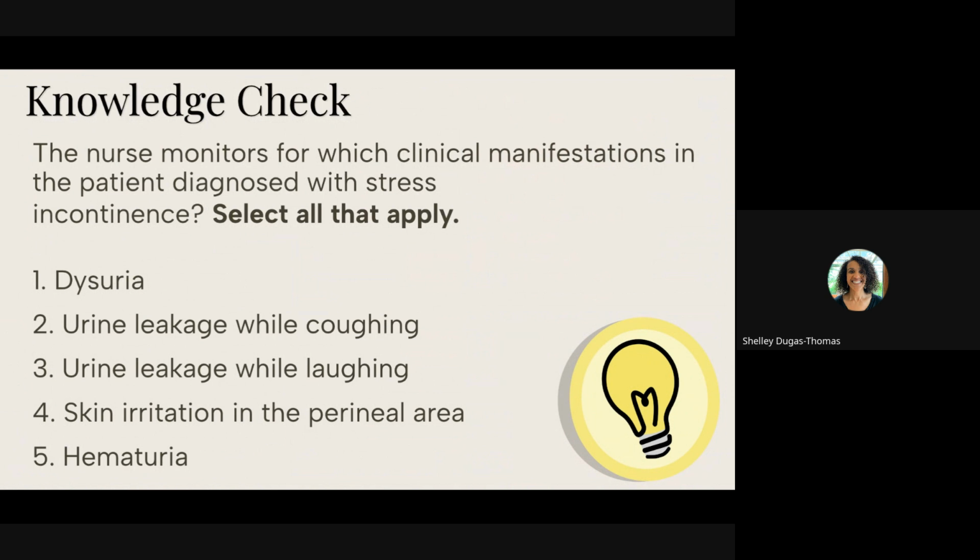So the answer to this one is 2, 3, and 4. Stress incontinence involves a small leakage of urine when a patient laughs, coughs, or lifts something heavy, not if a patient just carries on a conversation.